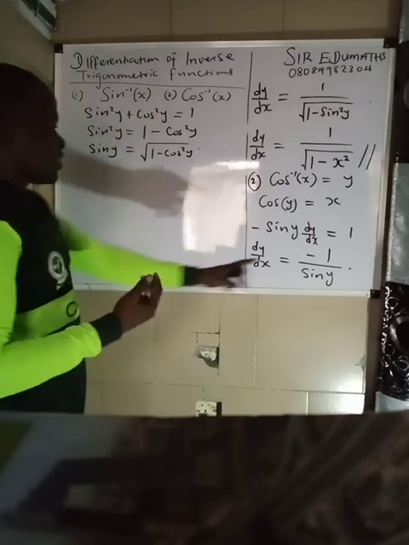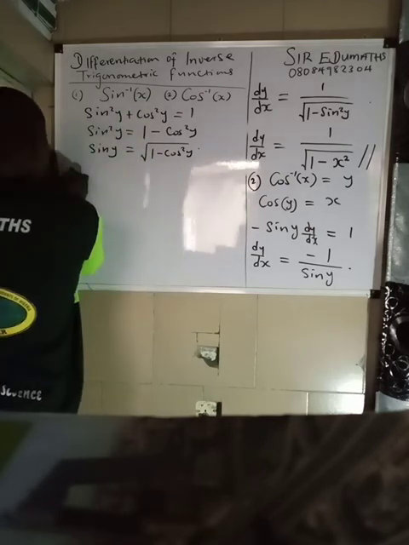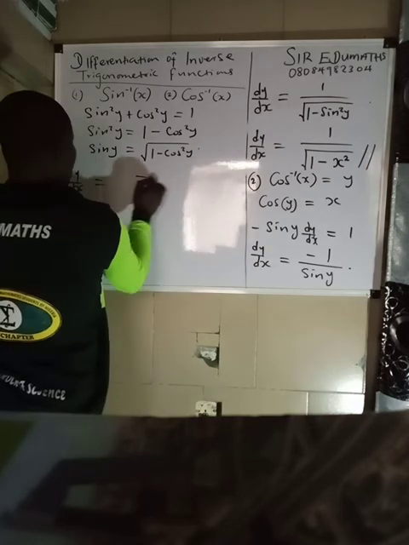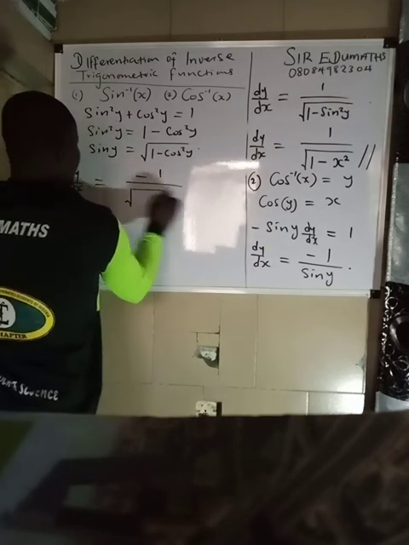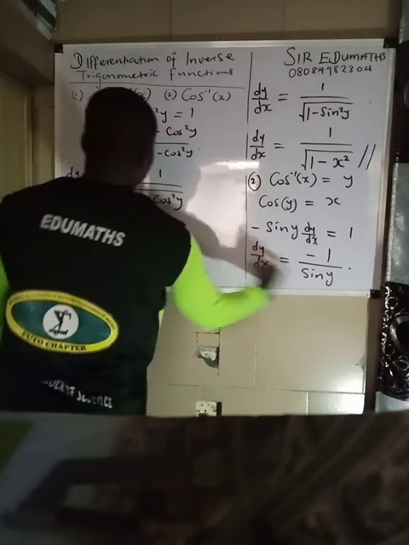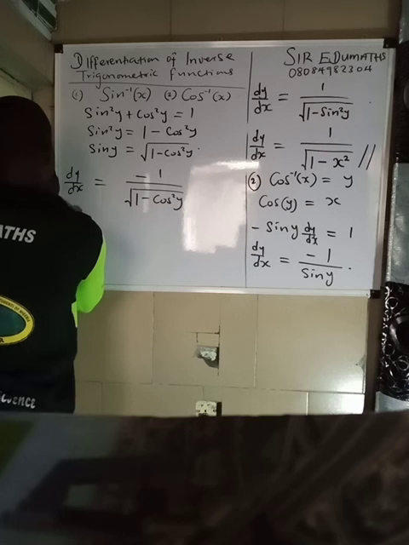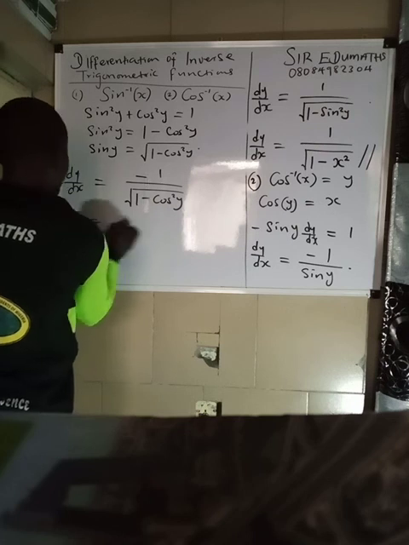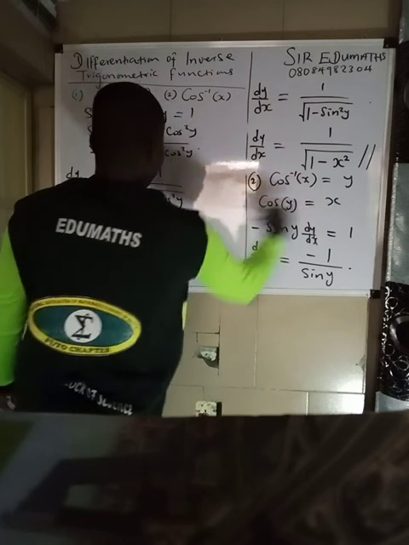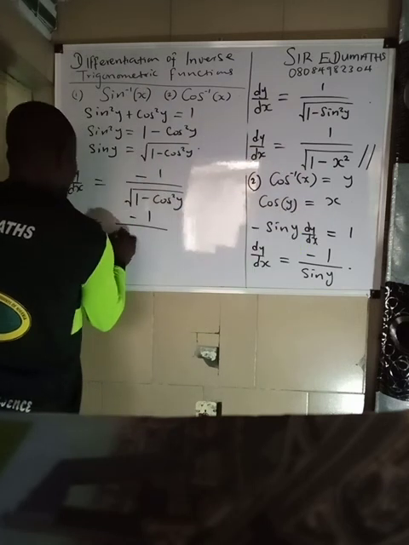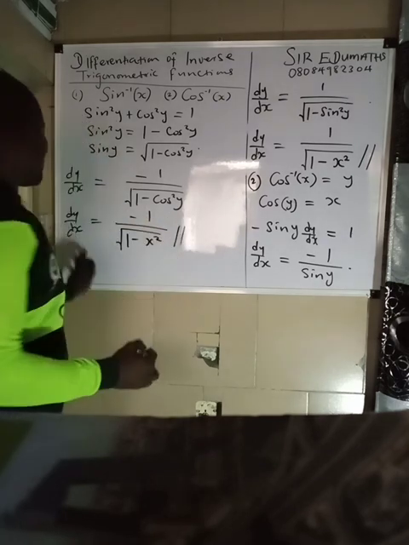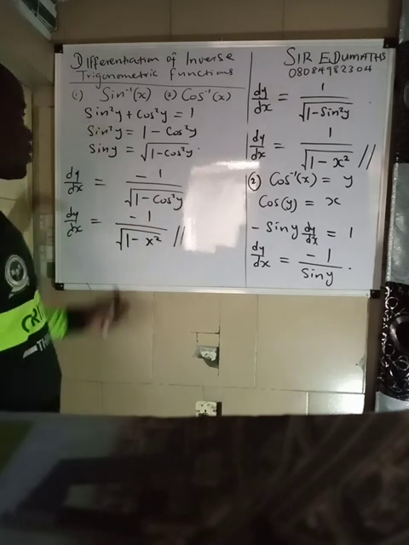So we have gotten everything we need. What we have now is that dy dx from here is equal to minus 1 all over the square root of 1 minus cos square y. Okay? This thing becomes this one. So from here, dy dx is equal to minus 1 all over, go back to this place, what is cos y? It is x. So cos y equals x, and we have the square root of 1 minus x squared. This becomes the derivative of cos inverse of x.